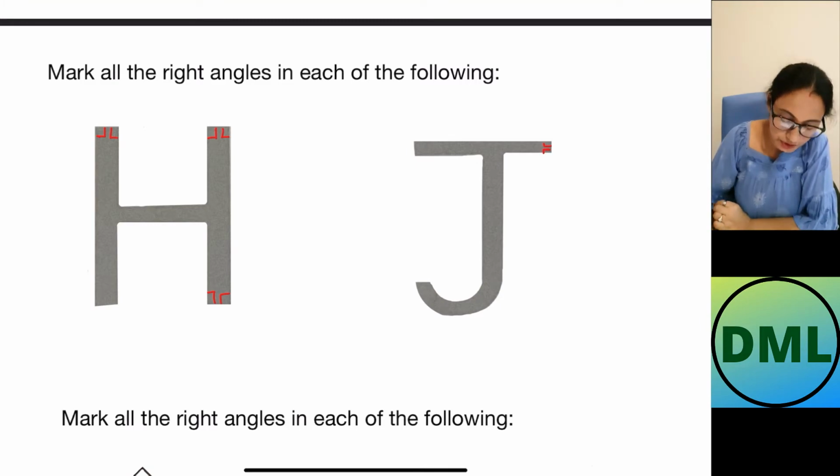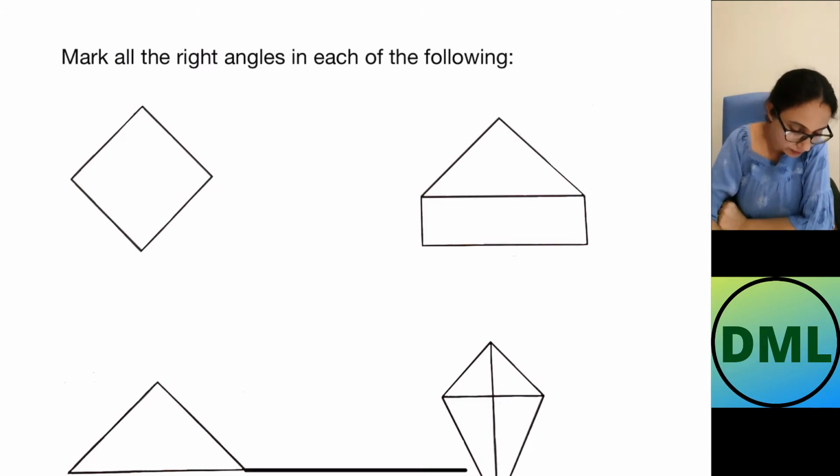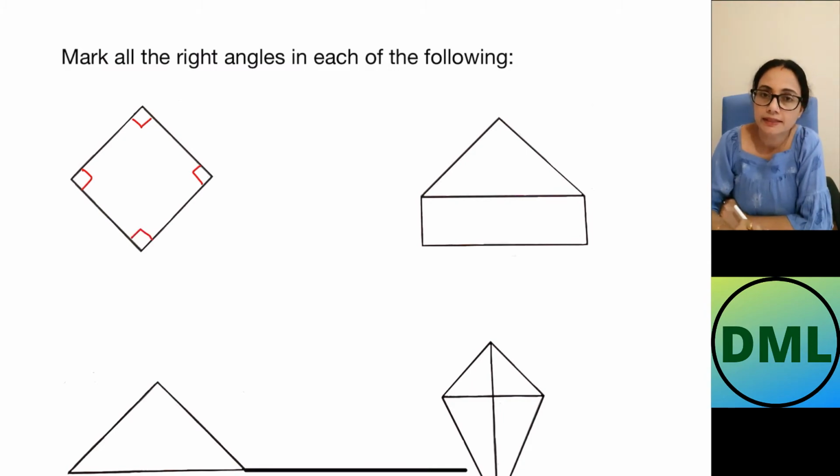Let's see the next question. Mark all the right angles in each of the following. Let's see the first figure first. This is the square. I need to find all the right angles inside that. We know that in the square all the angles are right angles. Let's mark all the angles inside that. This is our 90-degree angle. This is our 90-degree angle. This is our 90-degree angle as well as this is our 90-degree angle.